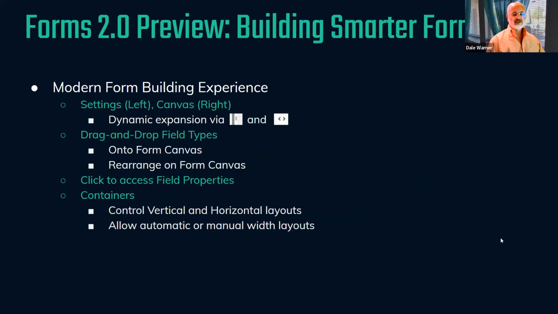We're going to have settings on the left and your canvas of where you're working on the right. It's going to use drag and drop field types. It's click to access the field properties, and we have a new design construct called containers, and this is the thing that's going to enable the different layouts that we have available.